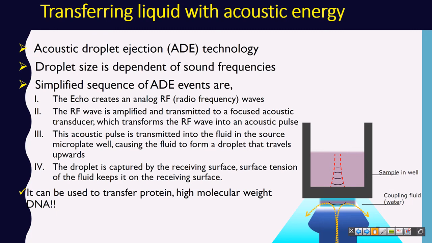So how does it work? Echo uses acoustic energy to transfer the liquid from your source plate to the destination plate. In practice, it generates a radio frequency wave which is transferred to the transducer, and the transducer converts this wave into acoustic pulses. These pulses hit your source plate, and with enough energy, release a drop from it. The drop flies through the air, and your destination plate is placed above, and the drop gets attached to the destination plate due to surface tension.